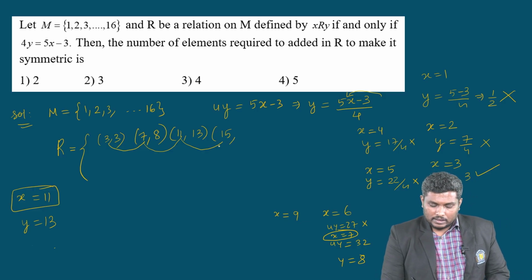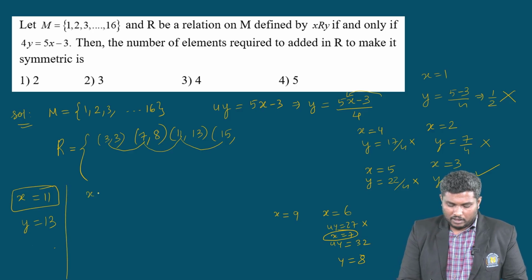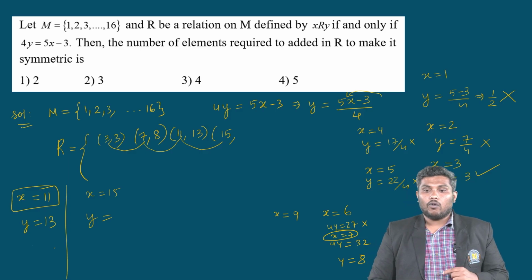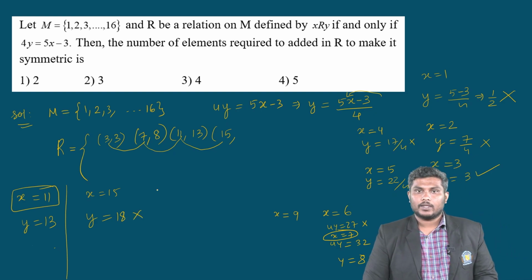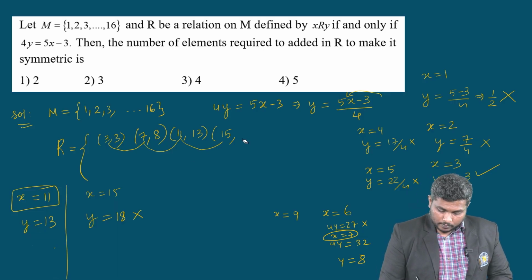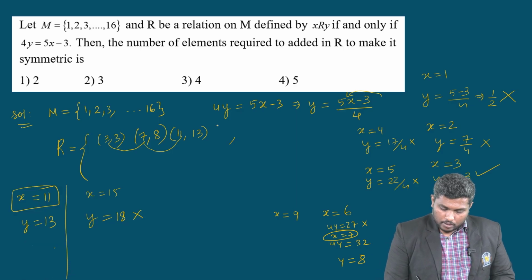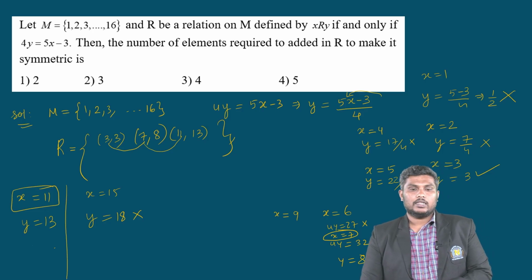Now what is the element we see? Again, this is also important for you: if you put x is equal to 15, what will happen? What is the y value? 5 into 15 is 75. 75 minus 3 is 72. 72 by 4 is 18. But 18 is not there in the set M. So we are going to stop at this point. So 15 is not possible. Okay, so (3, 3), (7, 8), (11, 13).